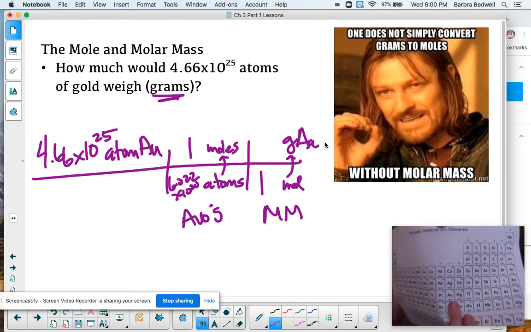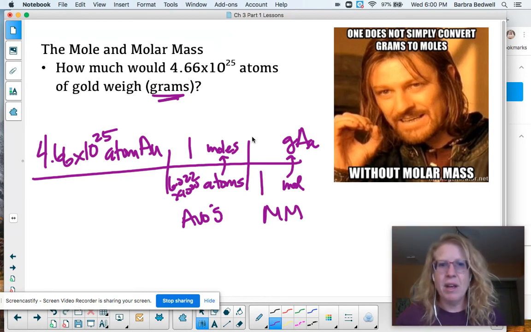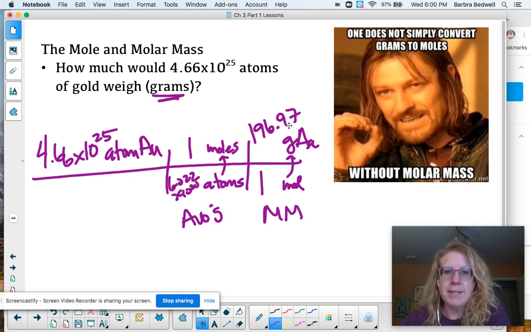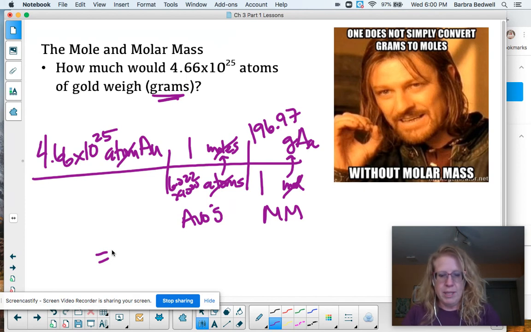Gold is located down here. And I can see from that the molar mass of gold is 196. It's heavy. 196.97. Again, with molar mass, our convention is we will use 2 decimal places all the times when we are doing molar masses. So our units cancel out. Atoms are gone. Moles are gone. Our final unit here is grams of gold. So now I can just calculate it again, multiply across the top, divide by the numbers on the bottom, 4.66 times 10 to the 25th times 196.97 divided by 6.022 times 10 to the 23rd. It's a long number, and I get a number.